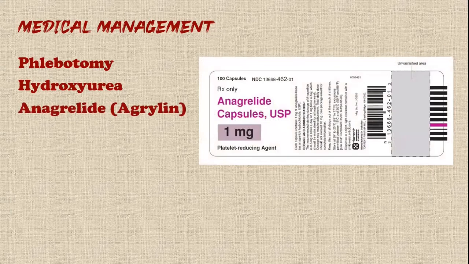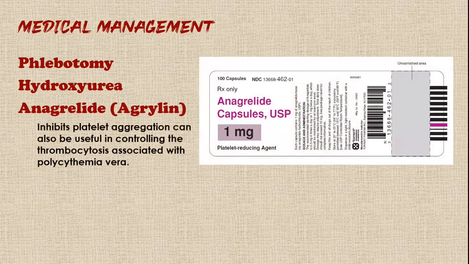Anagrelide may also be prescribed. This inhibits platelet aggregation and has been used to control the thrombocytosis associated with polycythemia vera. However, many patients have difficulty tolerating the medication. Furthermore, some studies suggest that anagrelide may be associated with increased risk of arterial thrombosis and bleeding. Thus, the use of anagrelide has declined significantly.